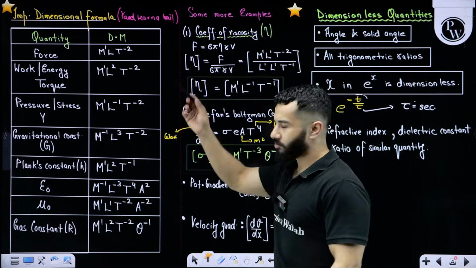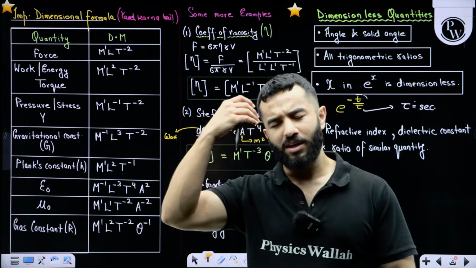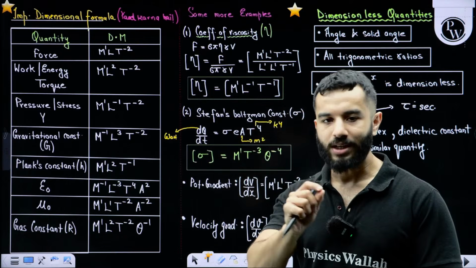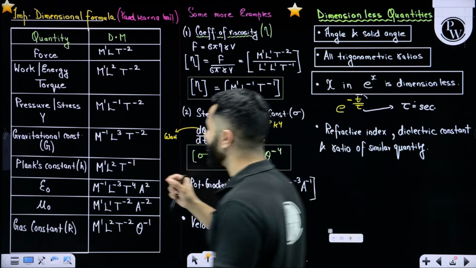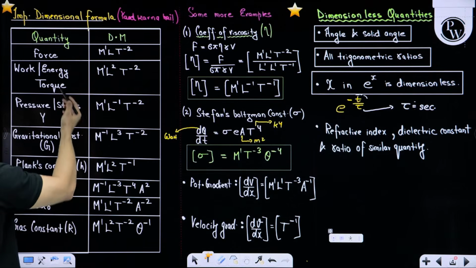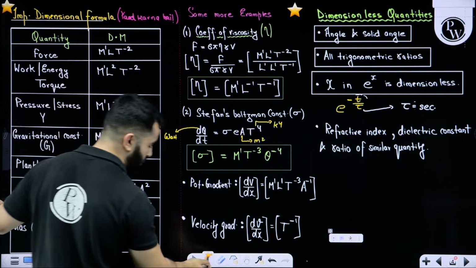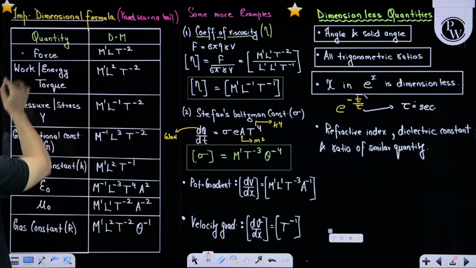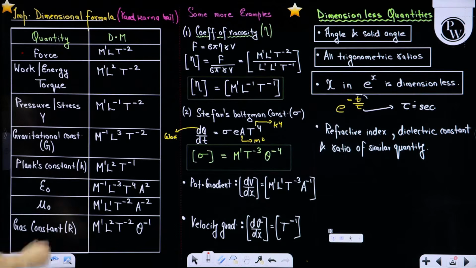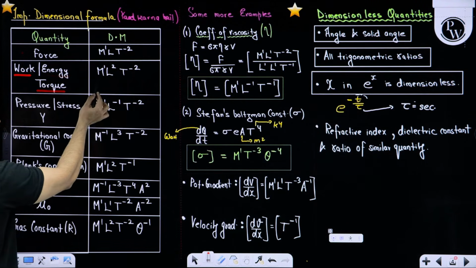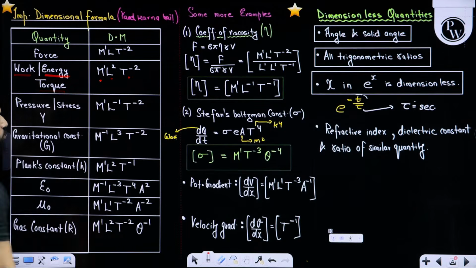We can actually remember n number of dimensional formulas. Out of them, I want you to mug up, I want you to really remember the dimensional formulas of these physical quantities, because according to me these are very, very important. For example, force, we are going to use force a lot. Then work, energy or torque, all will have the same dimensional formula, M1 L2 T minus 2, right?